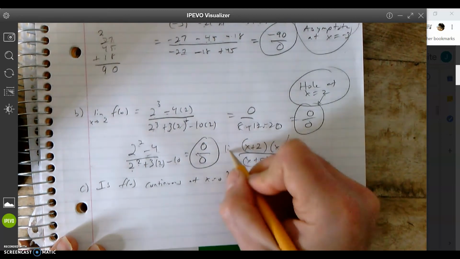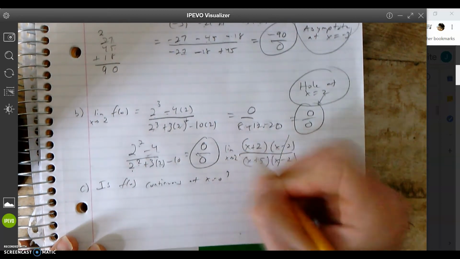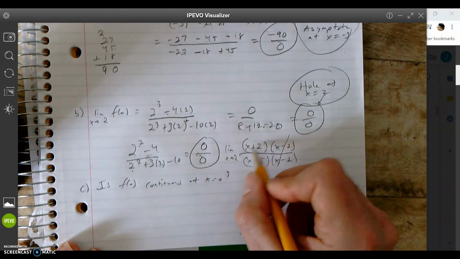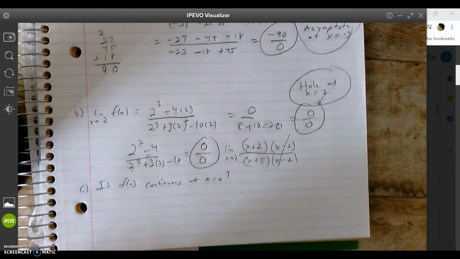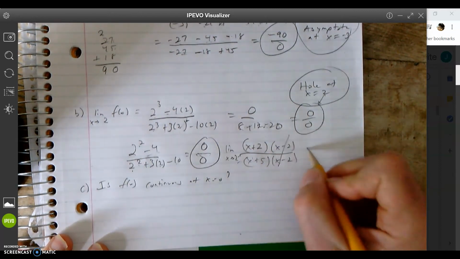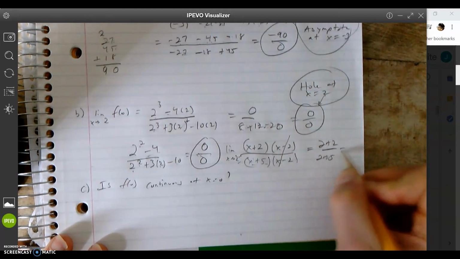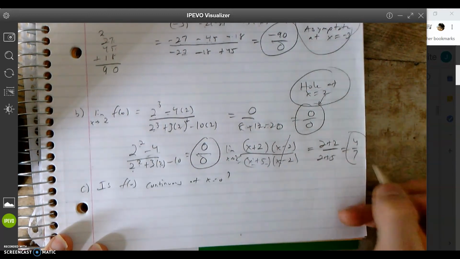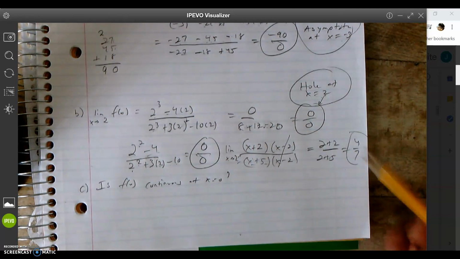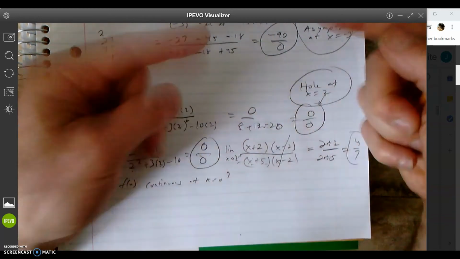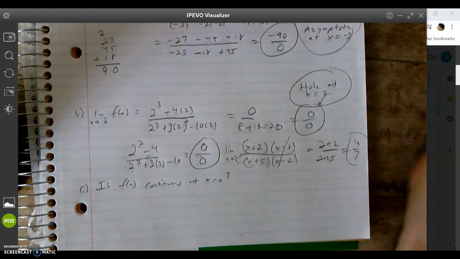So we're finding the limit as x approaches 2. Make sure you write the notation next to it, so when people read your work, they understand what's going on. So then I plug 2 in here. So it's 2 plus 2 over 2 plus 5, which is 4 sevenths. So we got a hole at x equals 2, and 4 sevenths is the limit. That's the y value you're approaching as you go from left and right.